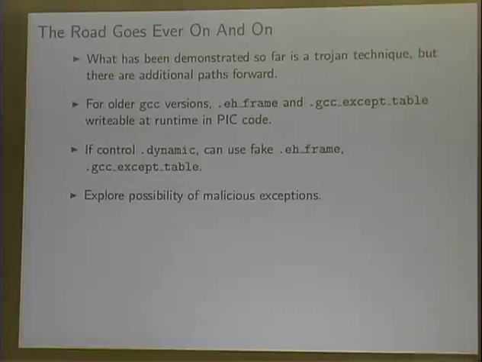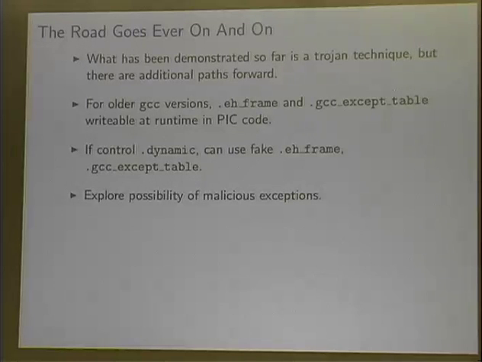So the road goes on. There's future work to do. I've demonstrated a Trojan technique to you. But there may be some possibility for making this into even more. In some older versions of GCC, EH frame and GCC except table are actually writable at runtime in things compiled PIC, so a lot of shared objects. I will mention that some versions of the JVM distributed on various systems have this writable EH frame and GCC except table. So they might be targets ripe for exploiting.